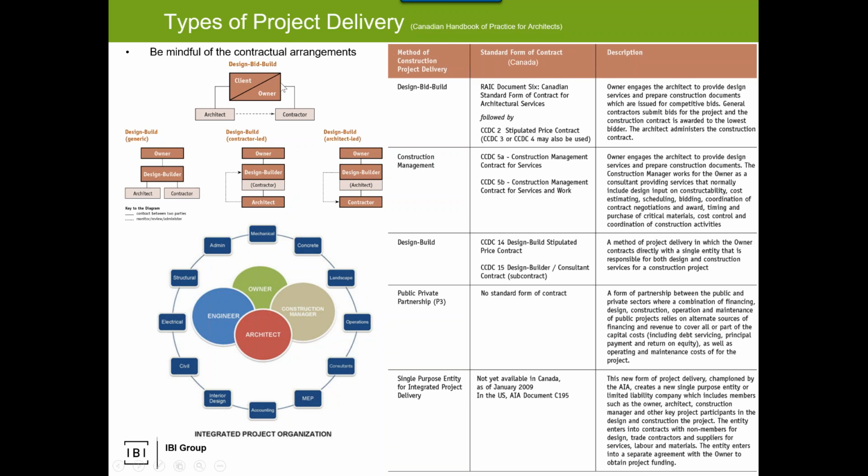And oftentimes it's these first two. Is it design, bid, build, or is it a design build? Thus, are the architect and the contractor contracted to the owner with implied contractual relationships between the architect and the contractor? Very tough arrangement. Is it design build, where the architect is working for the contractor, who in turn is working for the owner? Very different situation.